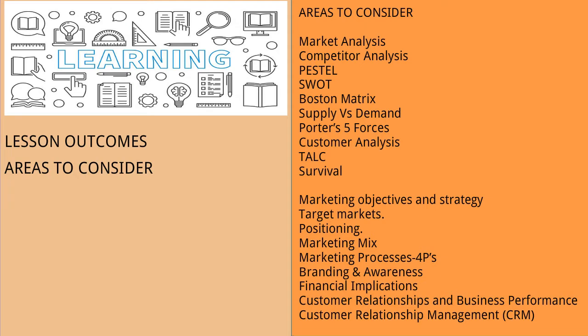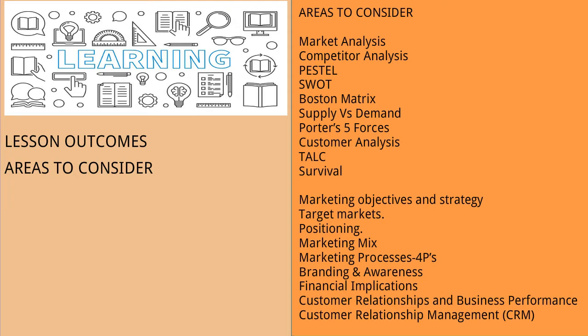Porter's five forces model in terms of competition: the bargaining power of suppliers, the bargaining power of buyers, substitutes and new competitors coming into the industry. So we'll be looking at these. We'll also be looking at the TALC model again, which you've covered in other units, so this should be familiar to you, and survival.